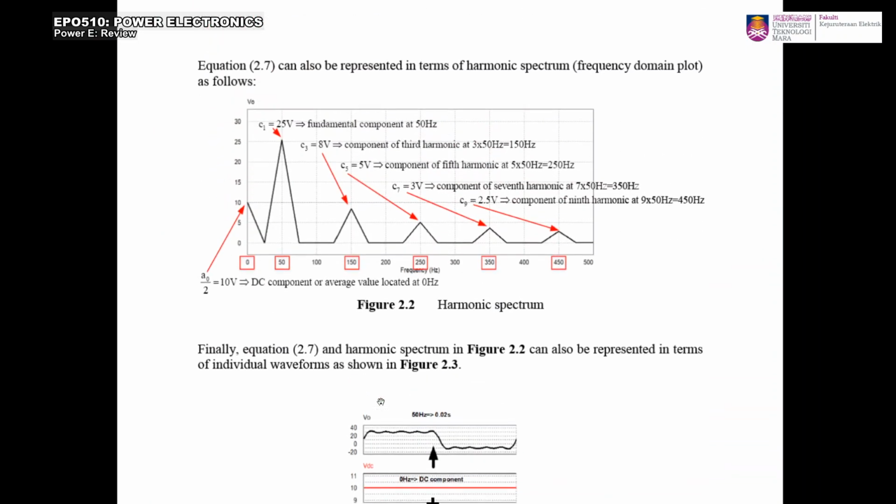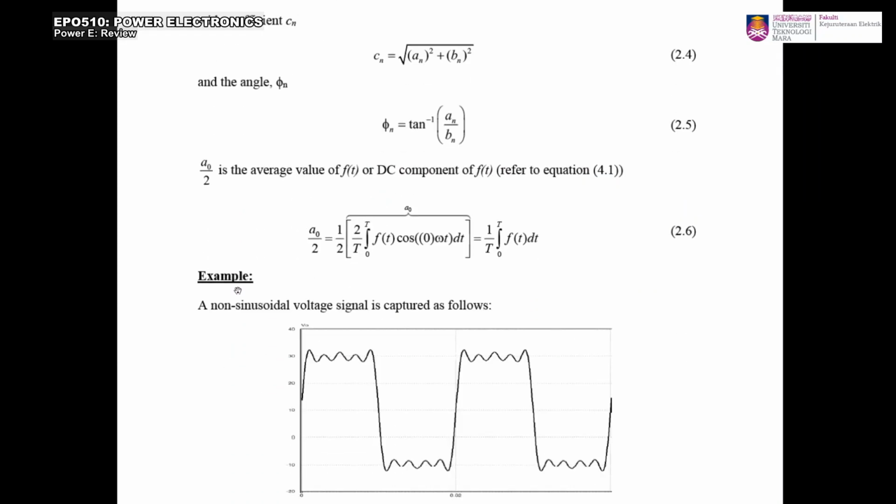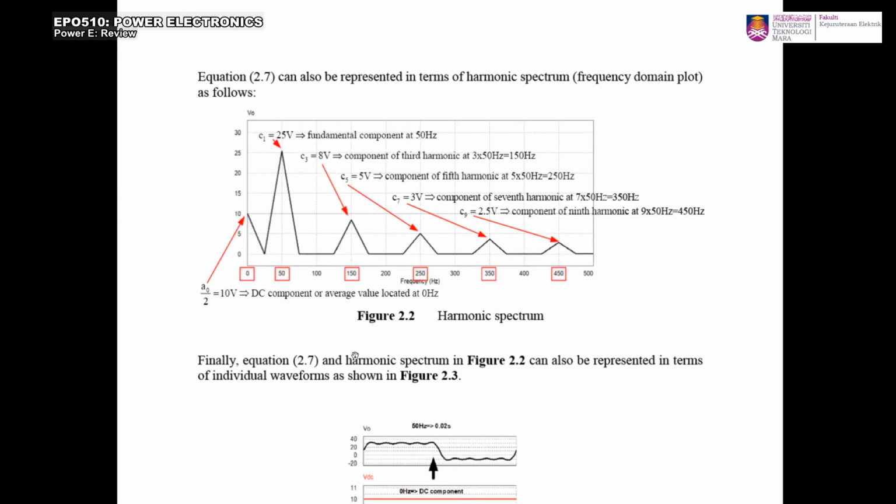Okay, right. So that equation also can be represented by this harmonic spectrum, whereby the first component here, remember, is 10 volt. So it is located at 0 hertz. So 0 hertz is a DC component, and then we have 50 hertz, 150 hertz, 250, 350, and 450. In a harmonic spectrum, you're going to see these components displayed.